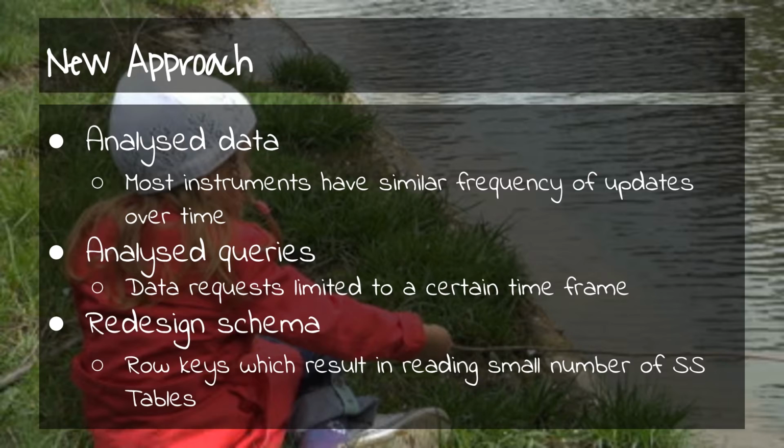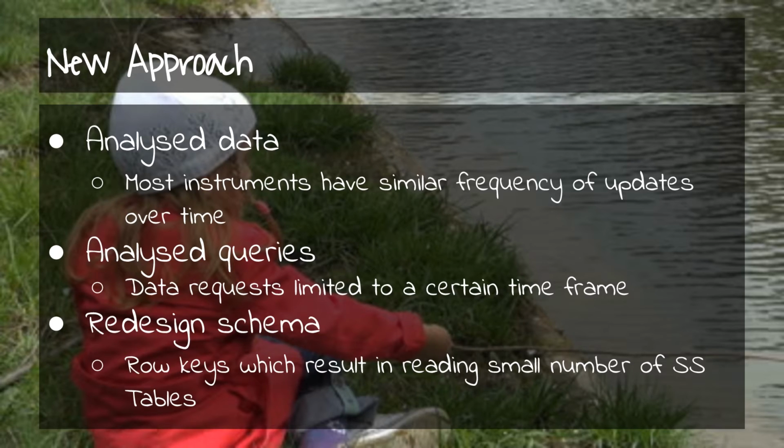As I mentioned before, the requests were quite simple. It was just a small chunk of data for a couple of instruments, right? It was just a week or a day for a bunch of instruments. It wasn't the entire thing. And so the last thing that was suggested is, you had to redesign your schema. You had to repartition your data some way. And so we had to look for a schema that would allow us to touch only a small number of SS tables when we were getting data back.